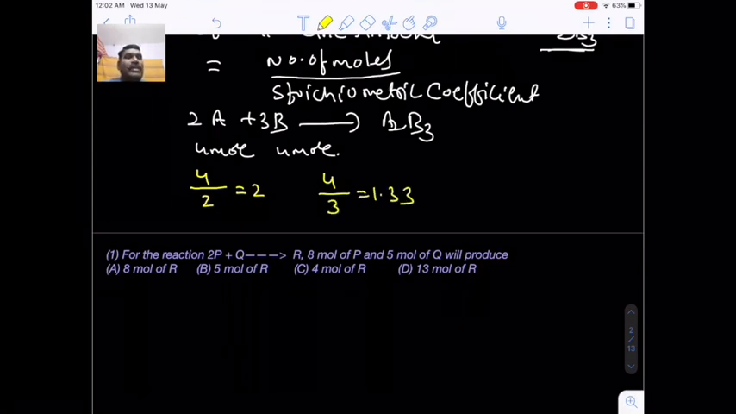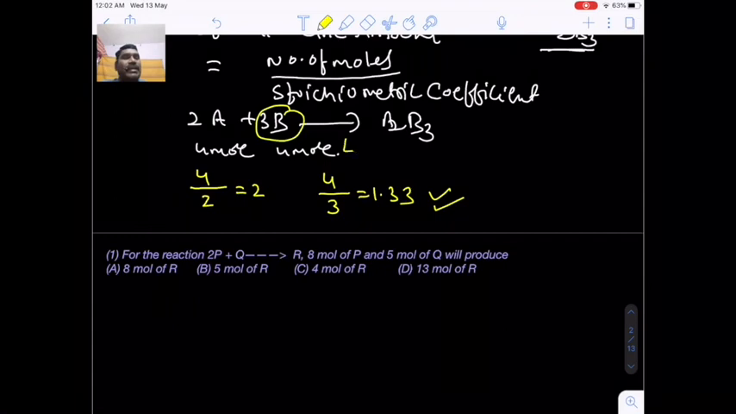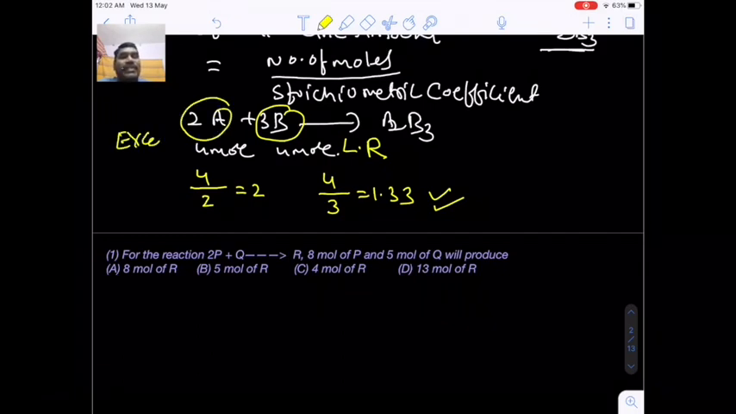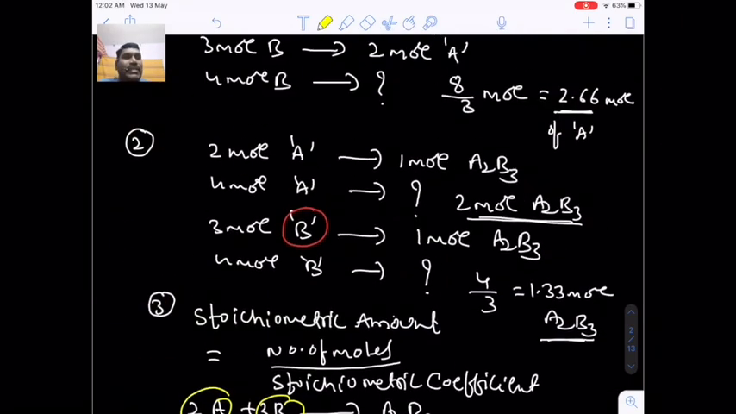Now where will the stoichiometric quantity be less? In case of B. So that's why B is called the limiting reagent. B is called what? Limiting reagent. Once B is the limiting reagent, automatically A becomes the excess reagent. A becomes what? Excess reagent. Okay, are you getting my point?